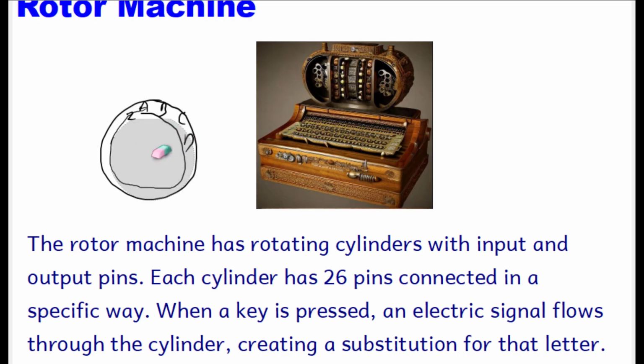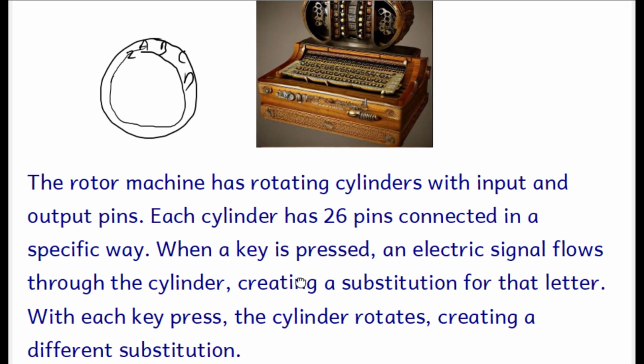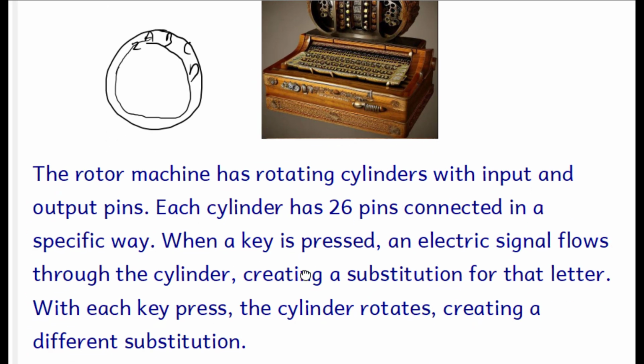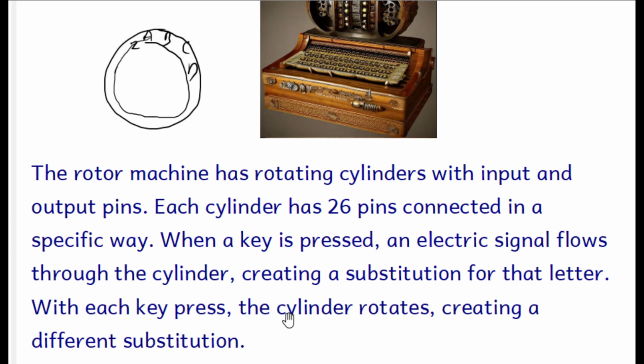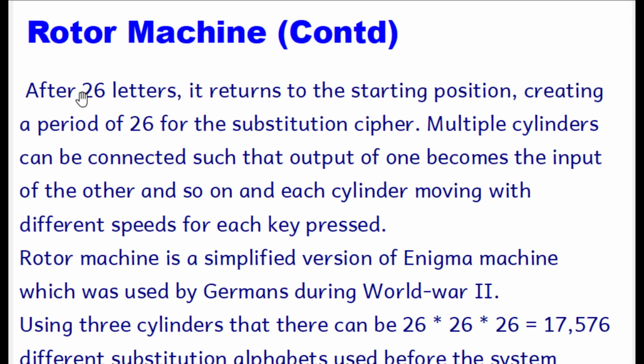After every press, the cylinder rotates by a particular speed, which only the persons who are designing, encrypting and decrypting know. With each key press, the cylinder rotates, creating a different substitution. Suppose I am pressing A first, I may get C. After pressing A the next time, I may get something else, not C. Now after 26 alphabets, it returns to the starting position. So it resets after 26 alphabets, creating a period of 26 for the substitution cipher.